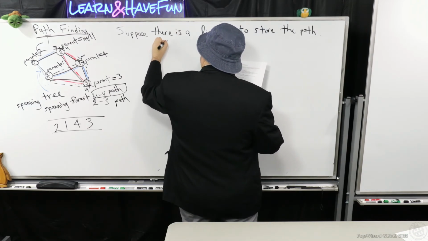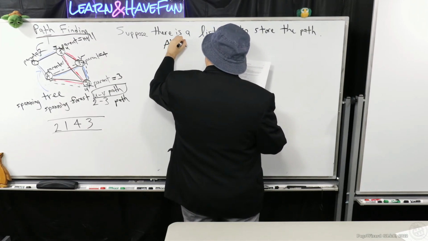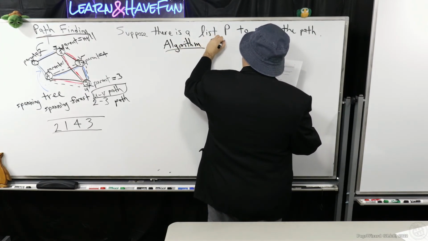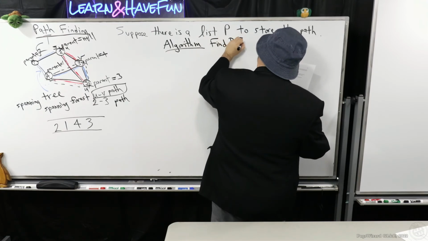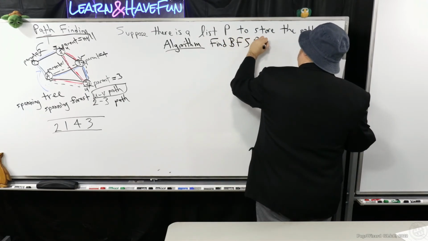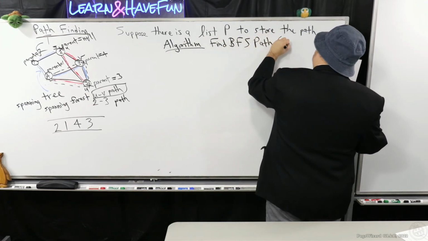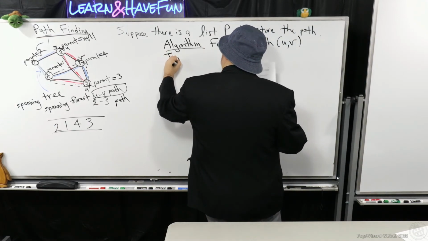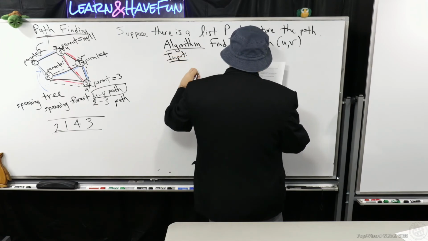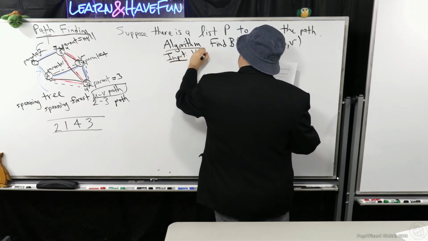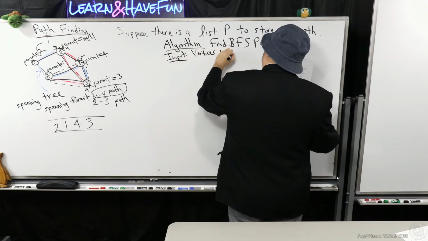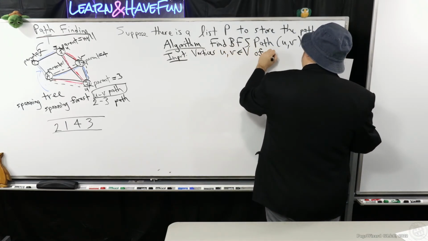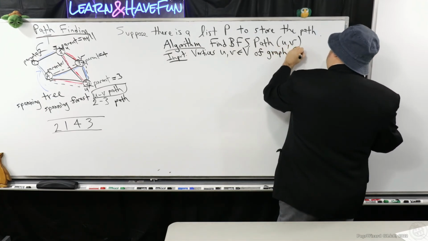So we're going to call the algorithm find BFS path. BFS path, breadth first search. We're not doing anything with binary search trees today. So it's input: we have the vertices U, V, which are in the set of vertices of some graph G = (V, E).